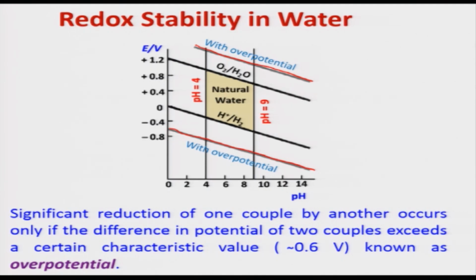Any redox couple which has a potential within this shaded region is stable in the water medium. We have chosen here redox potential between pH 4 to pH 9, because mostly in biology pH varies between these two limits. So, the shaded portion is the redox stability in water.